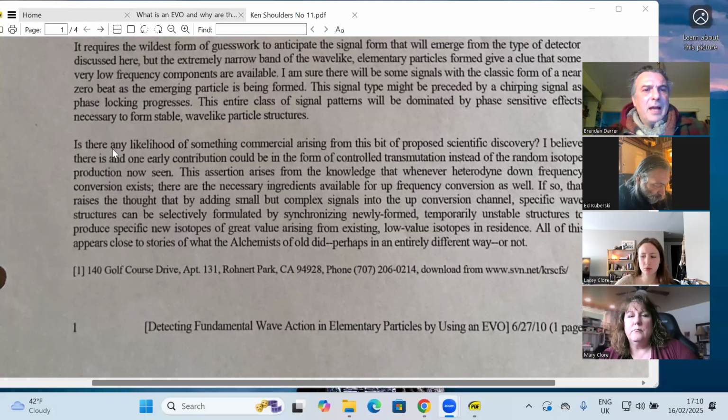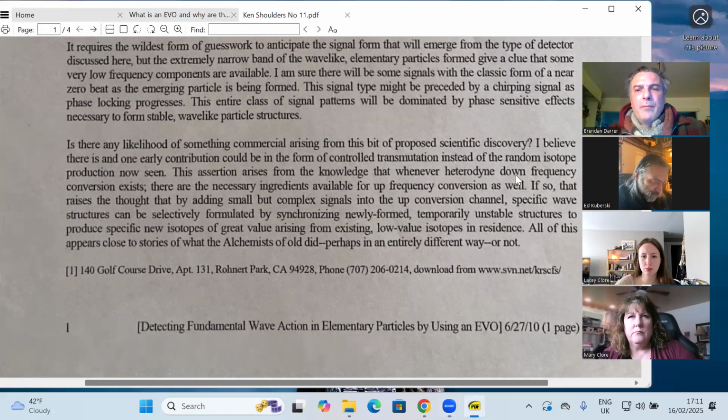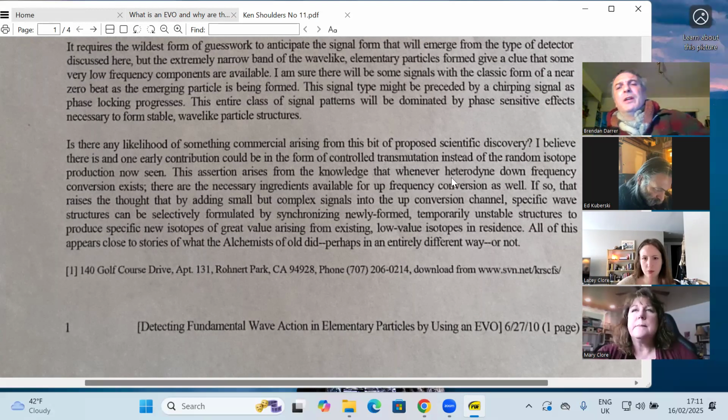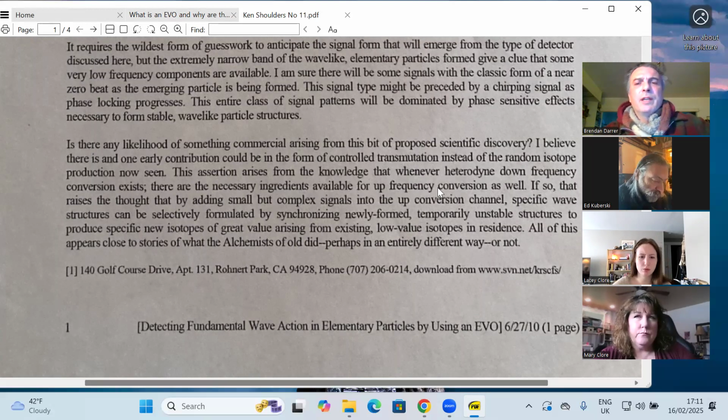Is there any likelihood of something commercial arising from this bit of proposed scientific discovery? I believe there is, and one early contribution could be in the form of controlled transmutation instead of the random isotope production now seen. This assertion arises from the knowledge that whenever heterodyne down frequency conversion exists, there are the necessary ingredients available for up frequency conversion as well.